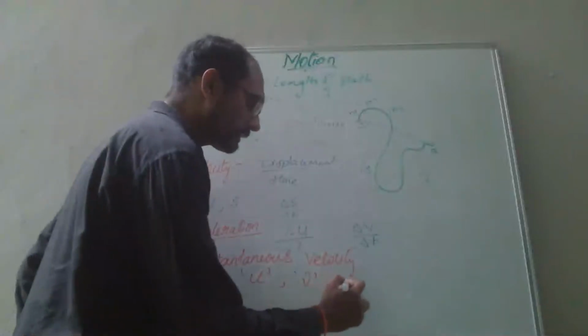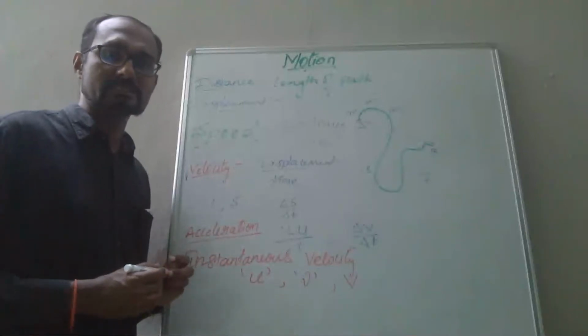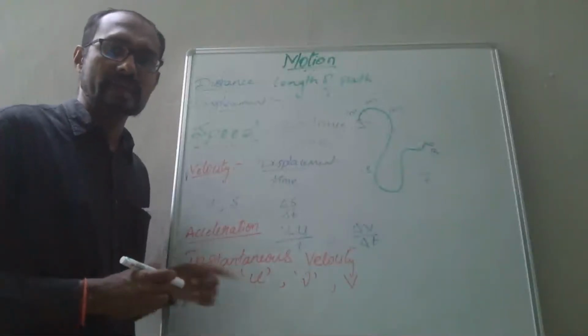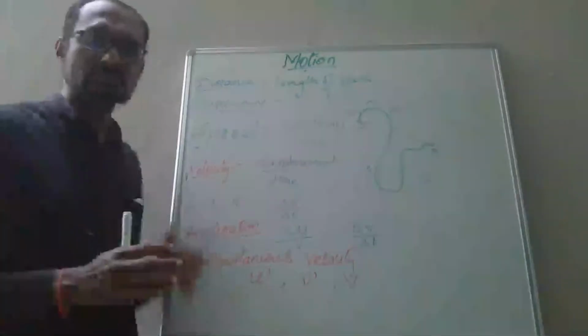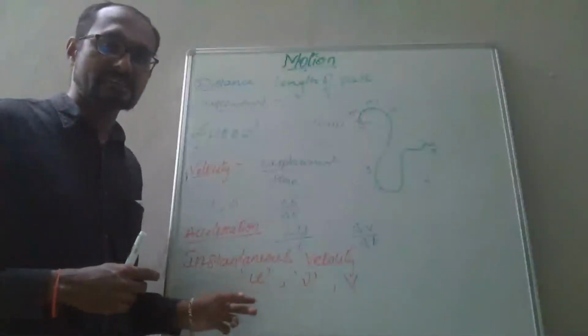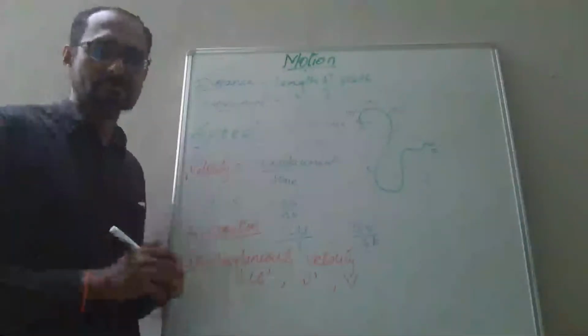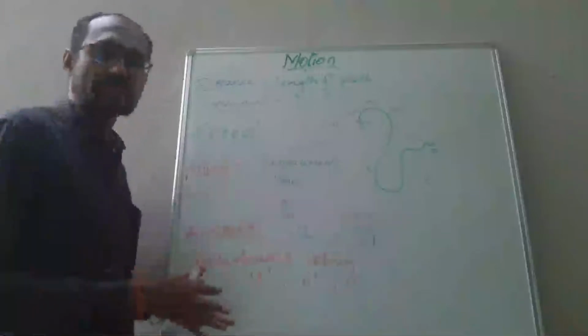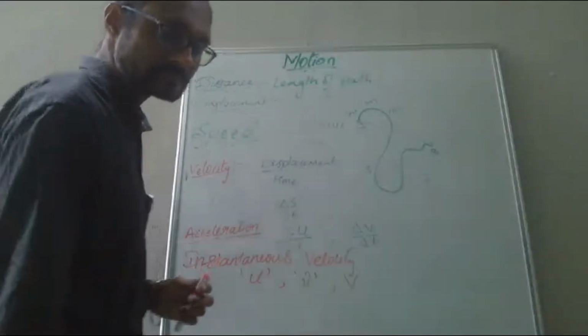Whereas capital V, which is the total displacement by total time, is called the average velocity. So average velocity is given by the total displacement divided by total time. u and v are instantaneous velocities, the velocity acquired by the body at that given point of time. Now, all these have the same unit because those are velocities. They are measured in meter per second, and all these are vector quantities. No doubt about it.